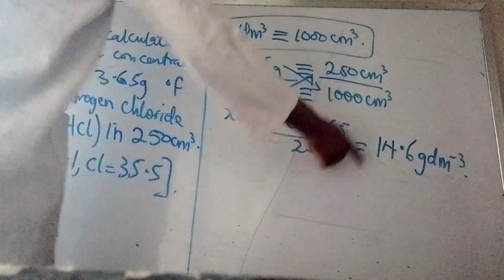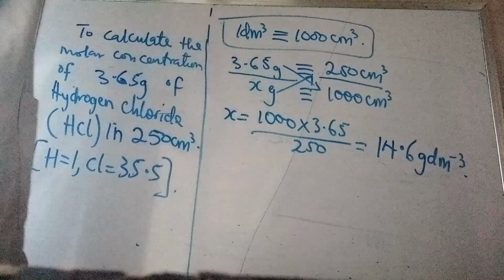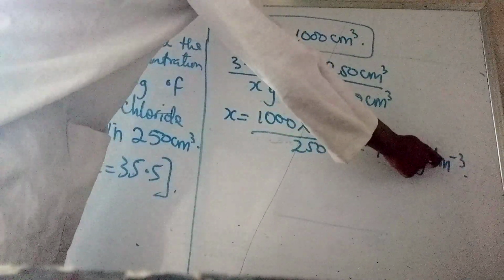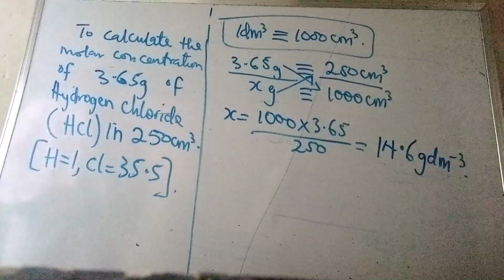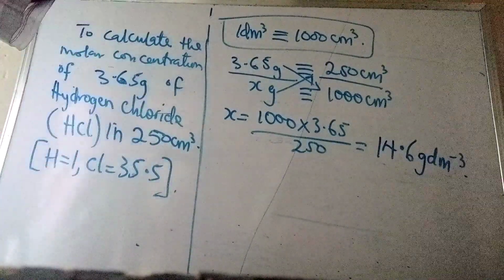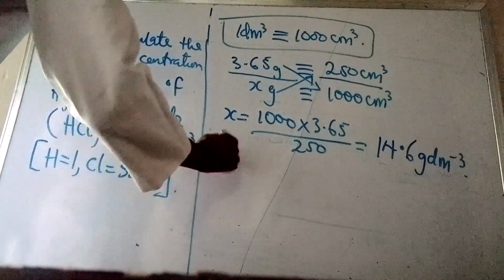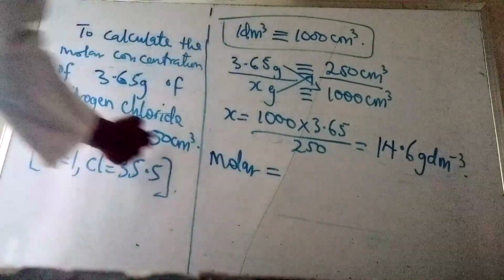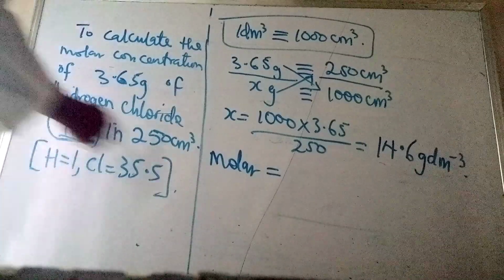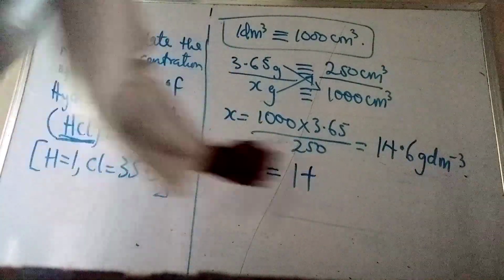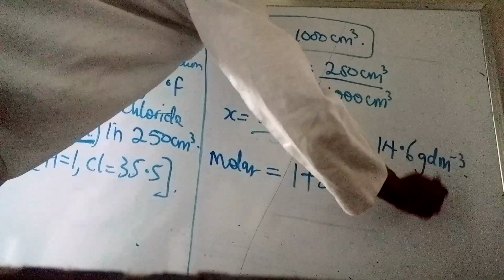This simply means 14.6 grams of HCl will be in 1 dm cube of the solution, or 1000 cm cube of the solution. So the next thing now is to find the molar mass of HCl before we can go on to find molar concentration. So how do we find molar mass? Don't forget, by adding the atomic masses of the component elements. Hydrogen is 1, chlorine is 35.5, and that's 36.5 grams per mole.